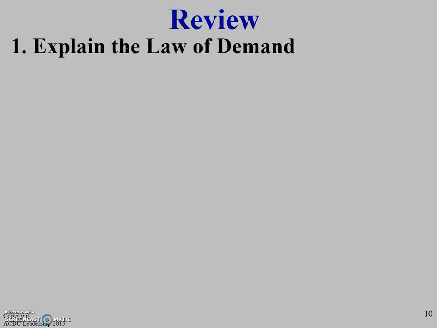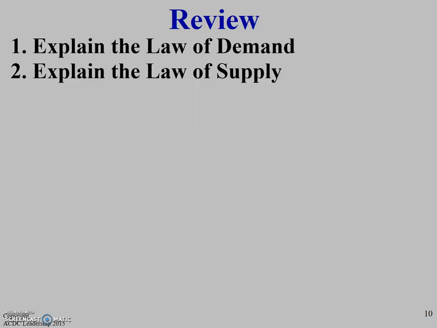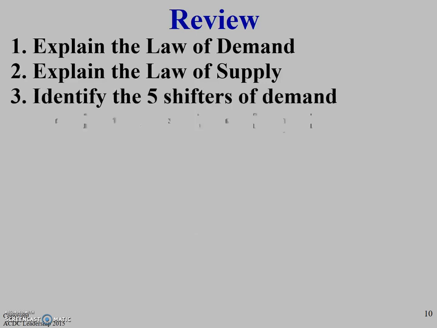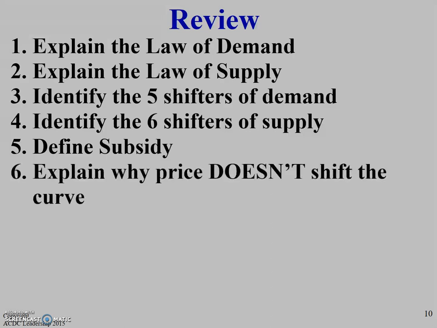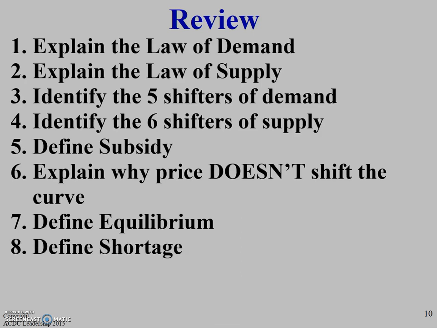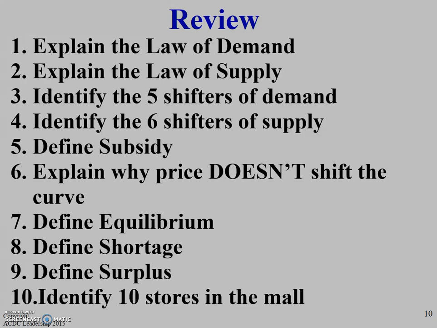So to review, you already know how to explain the law of demand. You know how to explain the law of supply. You know your shifters of demand. You know your shifters of supply. We've talked about subsidy. You know why price doesn't shift the curve. It's only movement along the curve. We know what equilibrium is now because we know that that's the intersection of supply and demand. We know that a shortage is when we have more demand than we have supply. And on a surplus, we have more supply than we have demand.